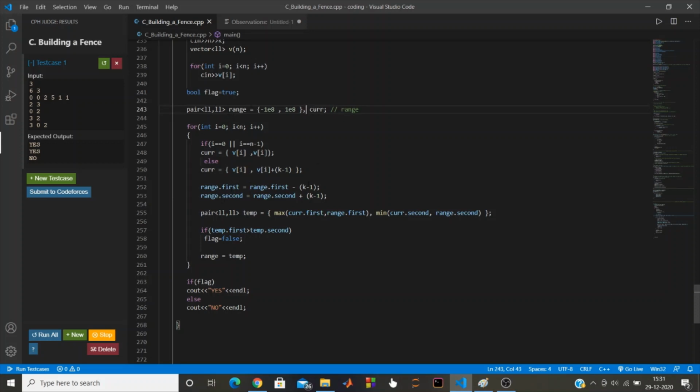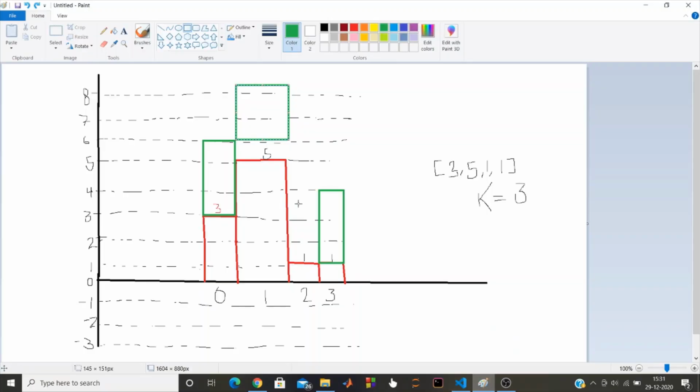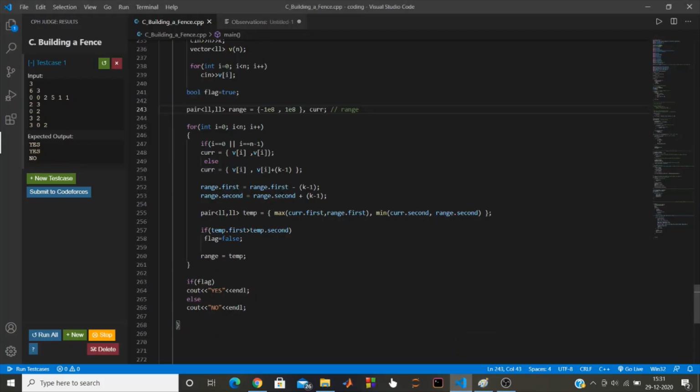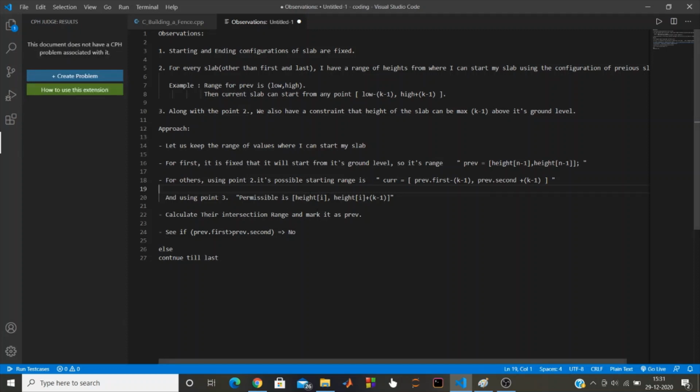So for every point, suppose this is the range 3 comma 3, I expand my permissible values. These are, as discussed, previous minus k plus 1 to previous plus k minus 1. Now I will calculate the intersection. How am I calculating the intersection? I have been given the permissible value and the current value. So let me show you.